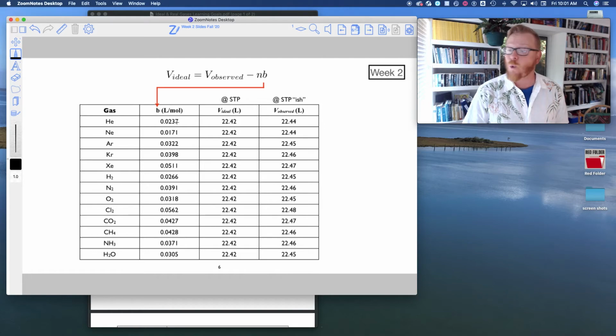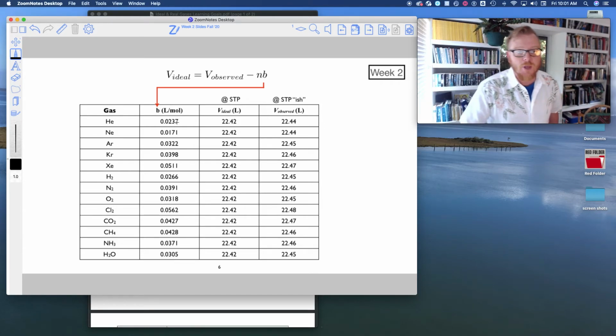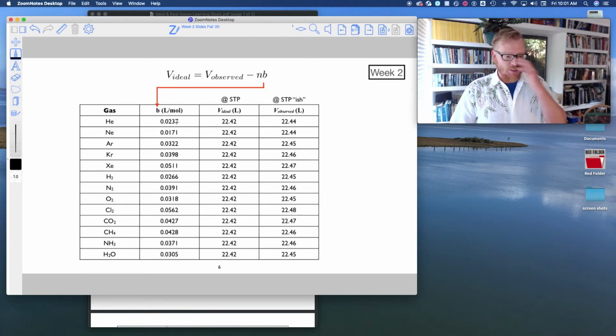So that's 23.7 milliliters if you could condense a mole of helium. That's not accounting for the space between the heliums, but just condensing them all together. All right? And so then, if we know that the ideal volume is 22.42 liters in 1 mole, then we can correct for that ideal volume with this observed volume.